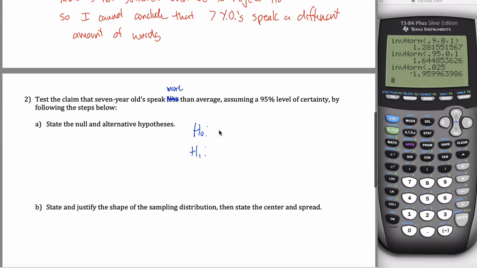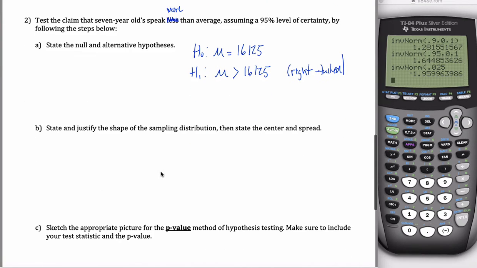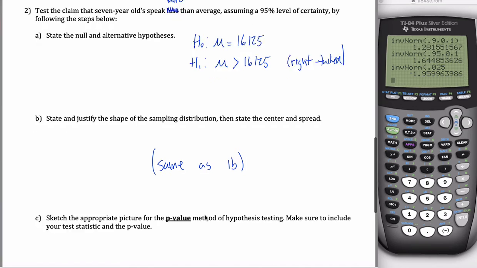My null hypothesis is identical. It's still that mu equals mu naught, and mu naught is still 16,125. But my alternative hypothesis, instead of being mu does not equal mu naught, is mu is greater than mu naught, which makes this a right-tailed test. Shape, center, spread, that's the exact same as it was above, same as 1b. Be a little lazy there.